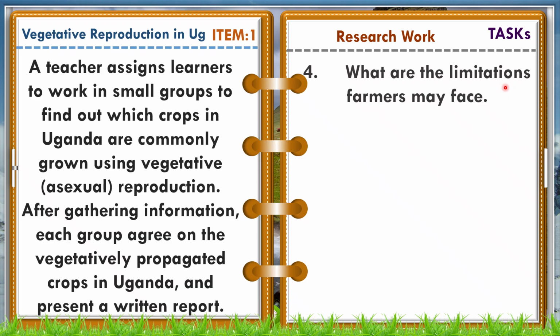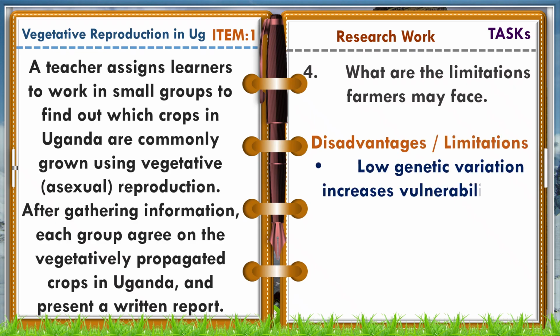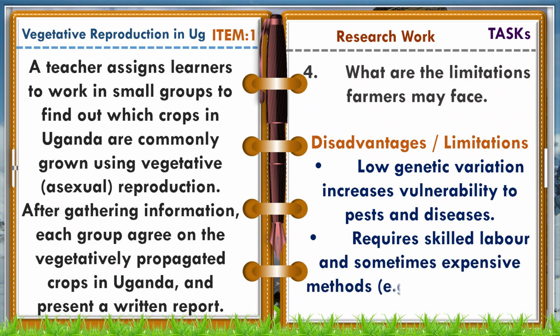What are the limitations farmers may face? Now, the disadvantages and limitations. The farmers are likely to get low genetic variation. And when you have low genetic variation, it means that there is increased vulnerability to pests and diseases. What does that mean? It means that if this plant is attacked by a particular pest and disease, all of them, because they are got from the same plant parts, are going also to be affected by those pests and diseases because of low genetic variation.